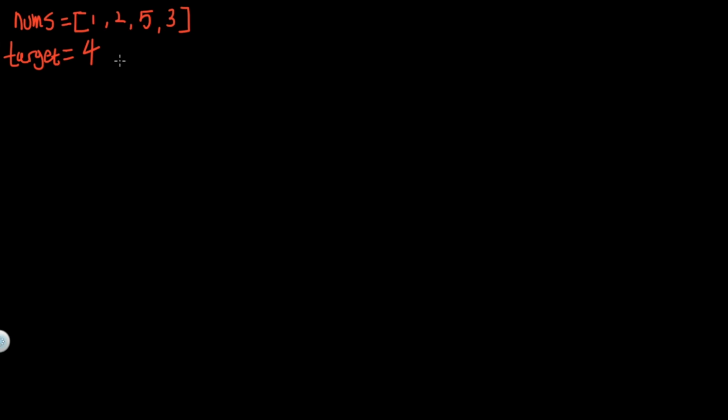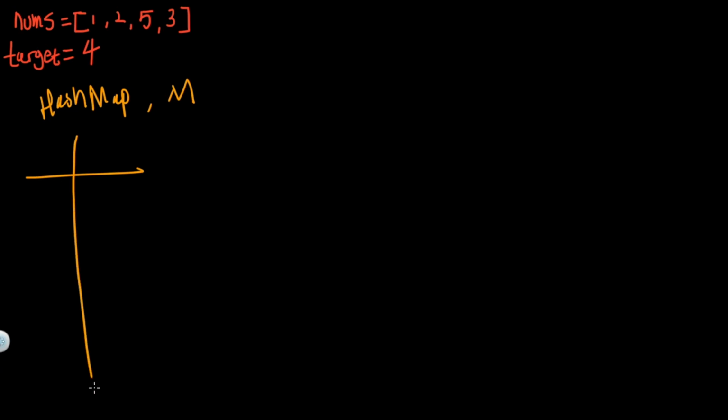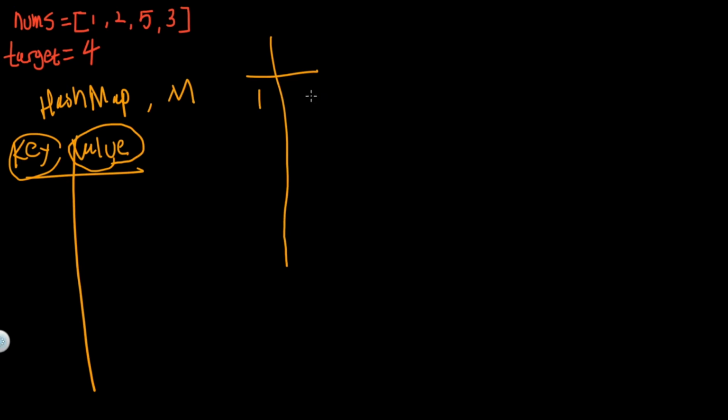All right, now let's actually solve this with the optimized solution. We're going to use a hash map, and we're going to call it m. It has key and value. We're going to store the actual number as the key, and the index as the value. Okay. We are going to iterate over the array again. We're pointing to 1, and then we calculate the diff. The diff is target minus the actual number. So this diff is going to be 3.